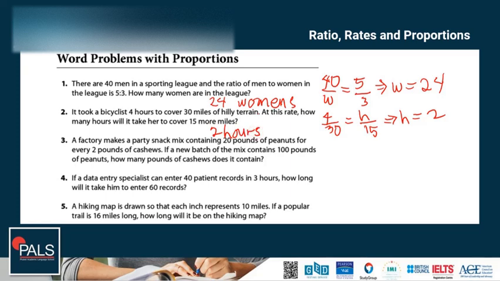Number 3, 20 is to 2 is equal to 100 is to C. C is equal to 10. So it means there are 10 pounds of cashew.